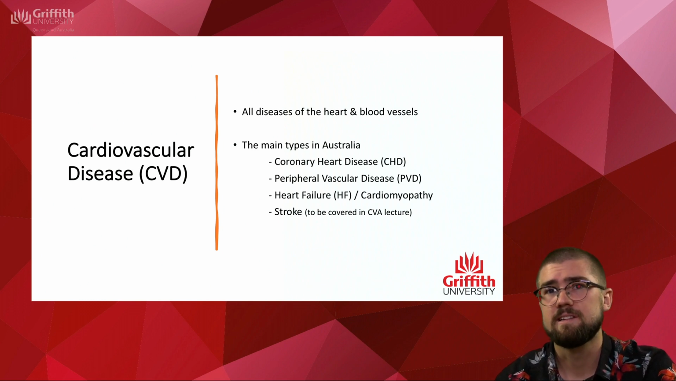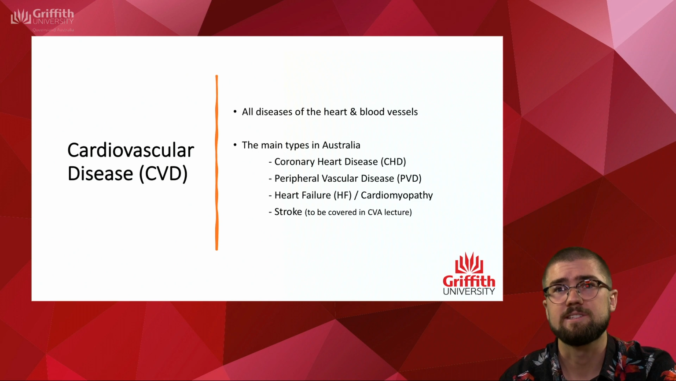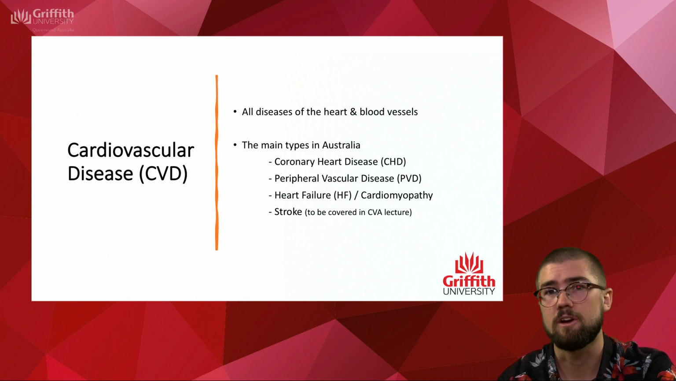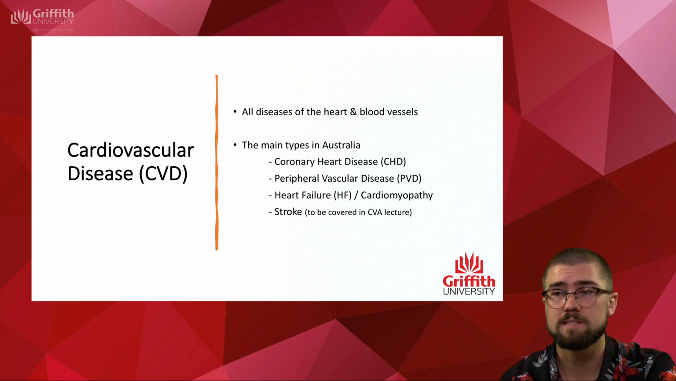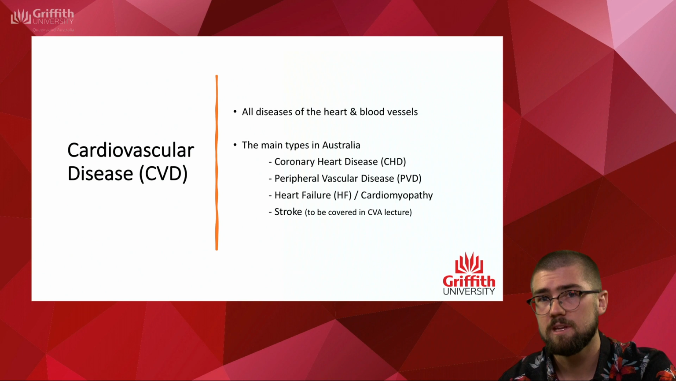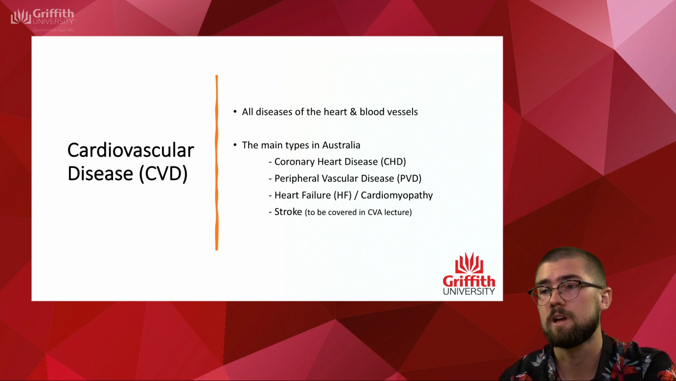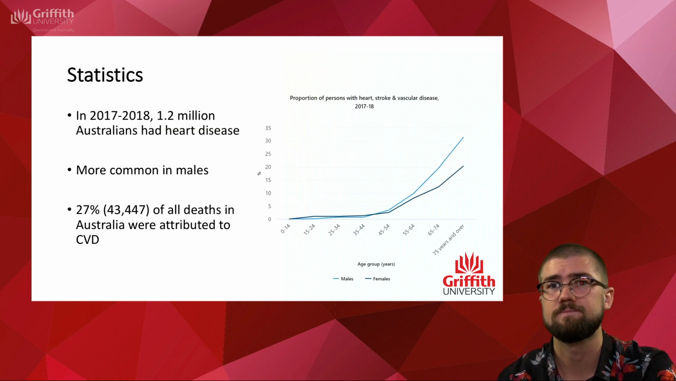Cardiovascular disease is essentially any sort of disease to do with the heart or the blood vessels. The main types that we see in Australia are coronary heart disease, CHD. We've got peripheral vascular disease. We've got heart failure or cardiomyopathy. And lastly, we have stroke. The stroke content will be covered in a separate module. So today we'll just be focusing on the three.